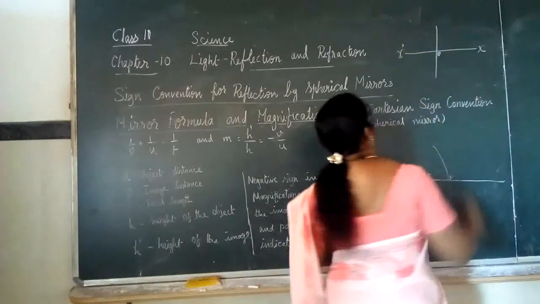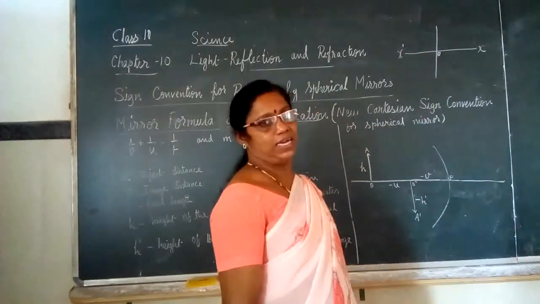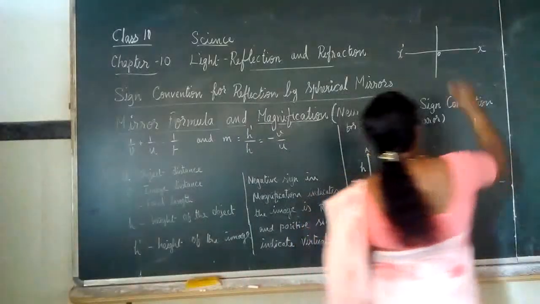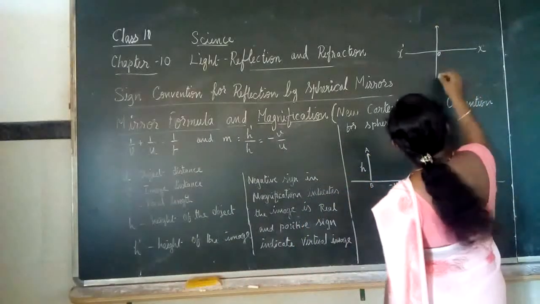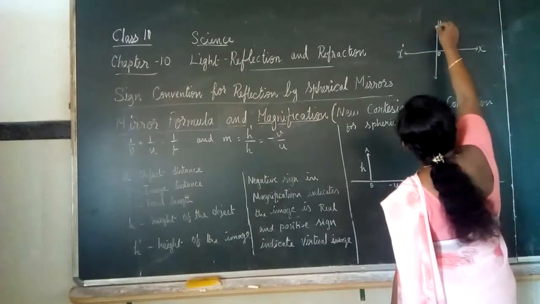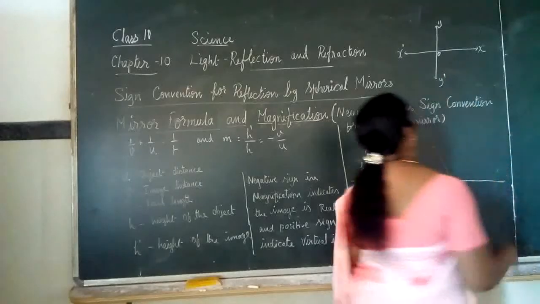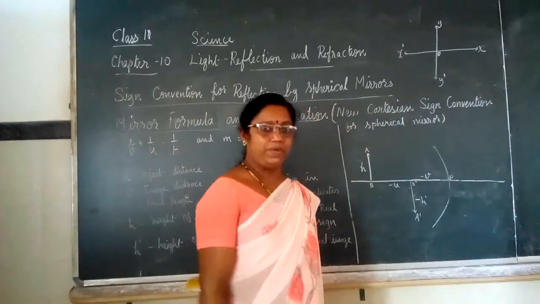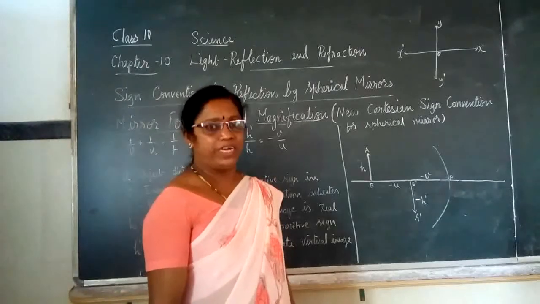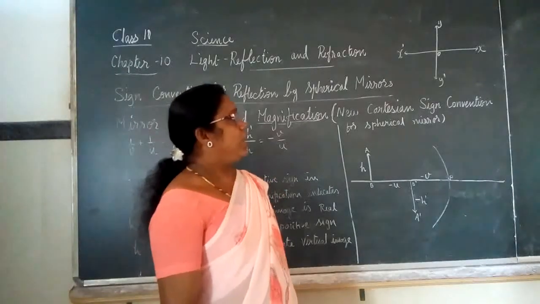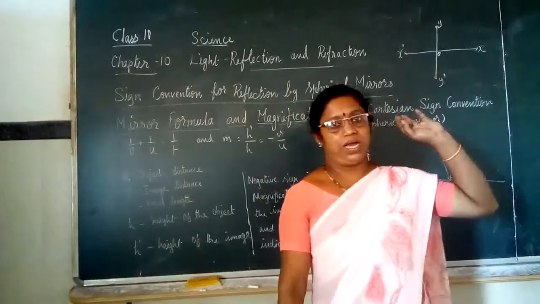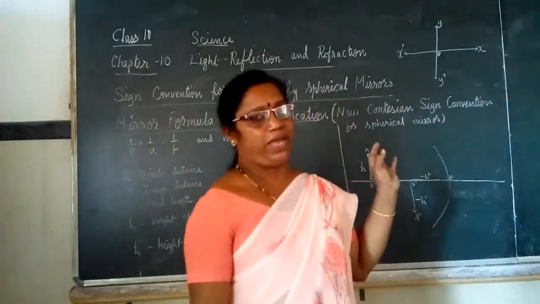X dash is the horizontal line, and y and y dash is the line perpendicular to the x axis. It is drawn vertical, and both lines meet at a point O. We call it a Cartesian plane.